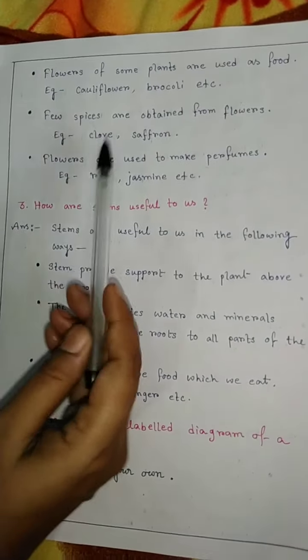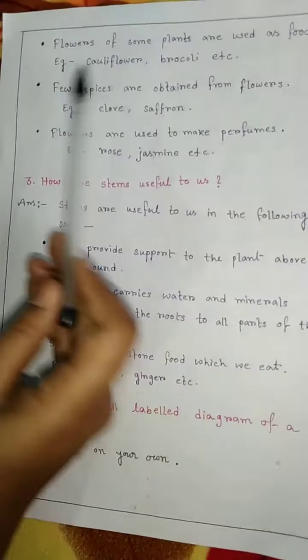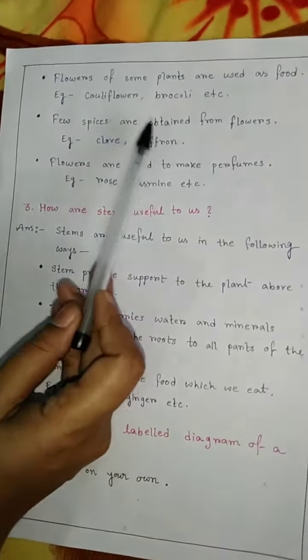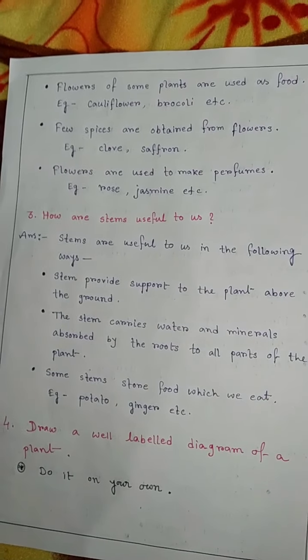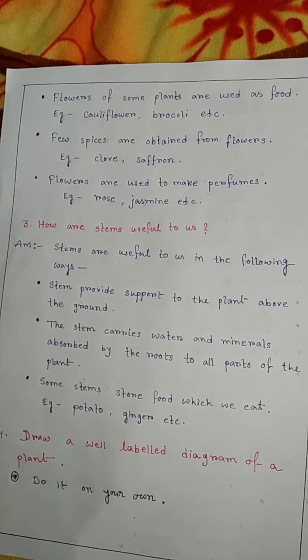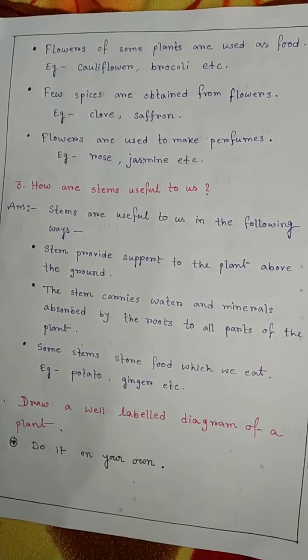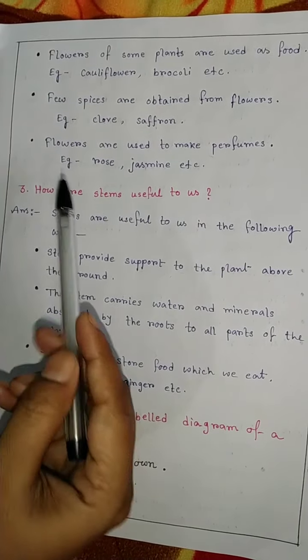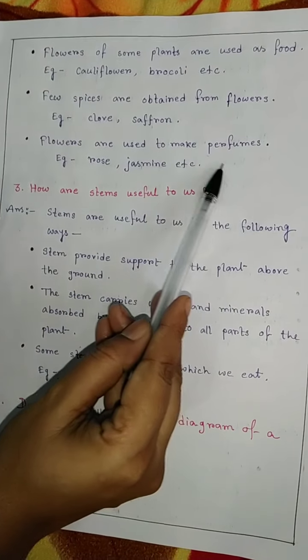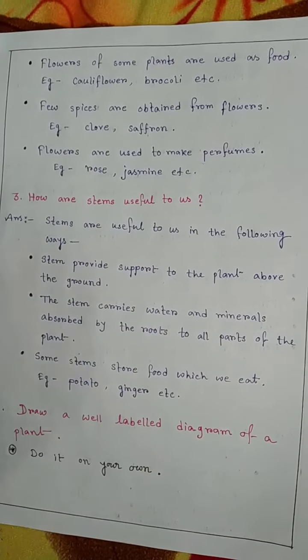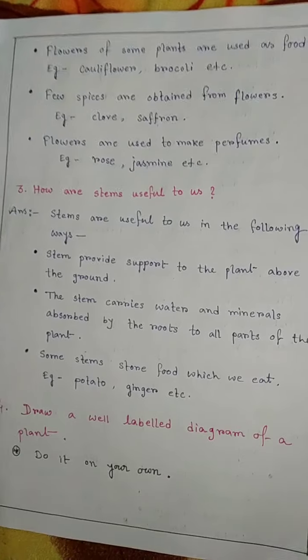Okay, next. Flowers of some plants are used as food. Example, cauliflower, broccoli. Next, few spices are obtained from flowers. Like clove, saffron, they are spices but they are obtained from flowers. Next, flowers are used to make perfumes. Rose, jasmine, this type of flowers are used to make perfumes.